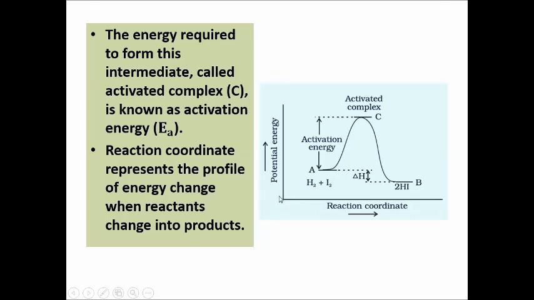A graph is plotted of potential energy versus reaction coordinate. Here H2 plus I2 is the reactant and the product is 2HI. Before this reaction, an intermediate compound, the activated complex, is formed. The energy required to form this intermediate is called the activation energy, Ea. The reaction coordinate represents the profile of energy change when the reactants change into products.